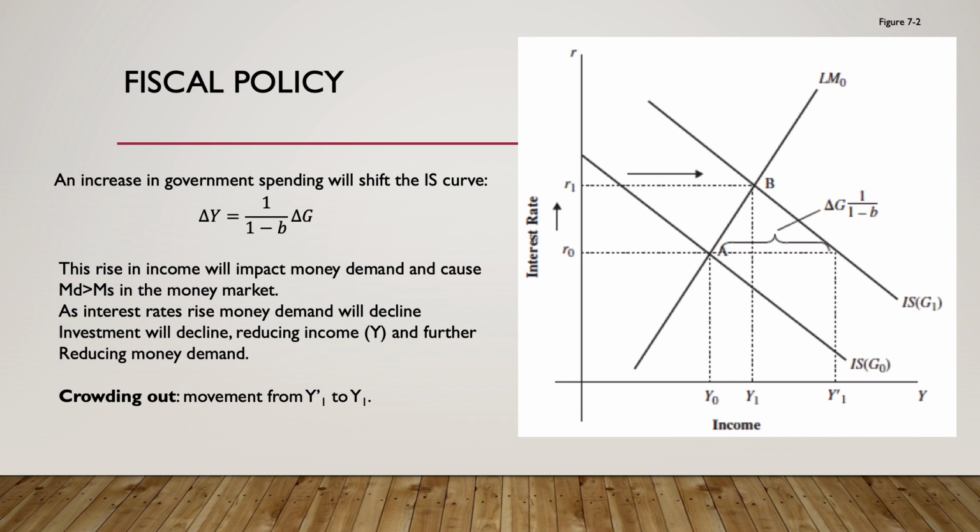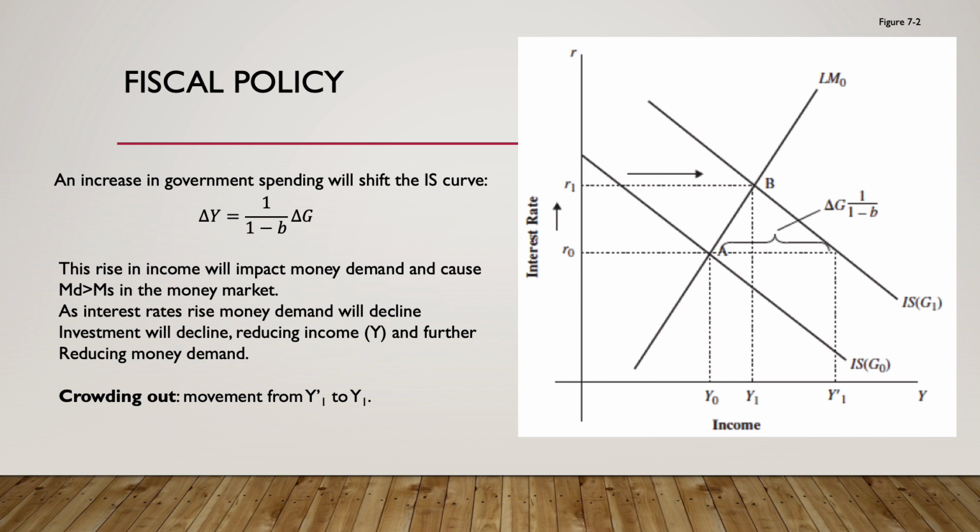Now, if this was the end of the story, we'd move from Y0 to Y prime 1, and this would be if the full stimulative impact of the government spending was felt. With this shift, you're going to see a dramatic increase in income. That income increase will shift out money demand in the money market and will create a disequilibrium, one of excess money demand.